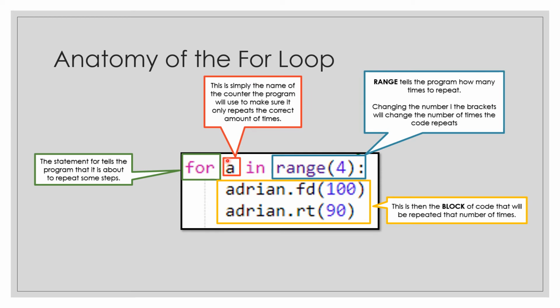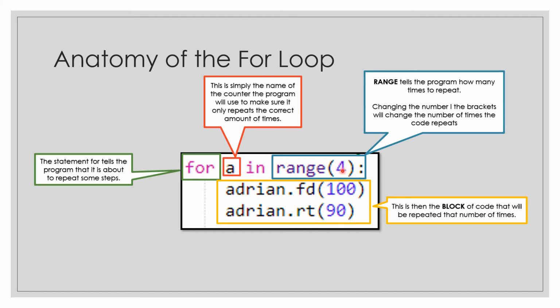The item in the red is simply a name that we have to put in that the computer will use to count. And this will store a number for us. We don't need to worry about anything with this. We just need to make sure that it is there. In, and then we've got range. So this is the number of times that the program needs to repeat this code in the orange. So range, and then we have it in the brackets, and it must be the rounded brackets.